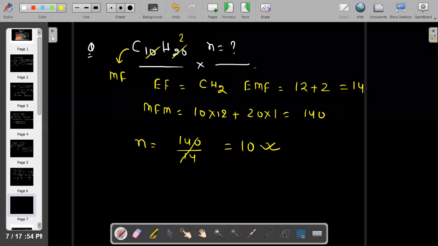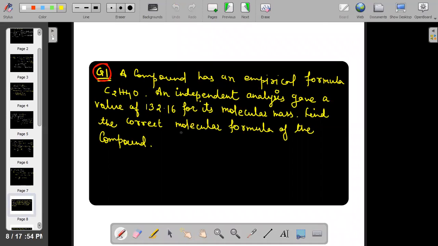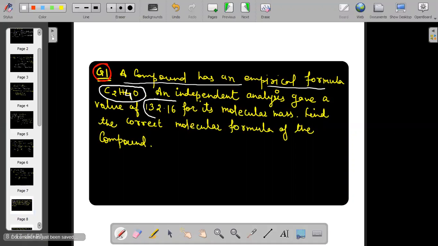I think now you have gone through the topic of how to find the empirical formula and molecular formula. This is just the topic. Now we are going to solve questions related to this topic, actually the best questions. Now this is question number 1. First of all, read the question carefully. What is given? A compound has the empirical formula C2H4O. An independent analysis gave a value of 132.16 for its molecular mass. Find the correct molecular formula of the compound.